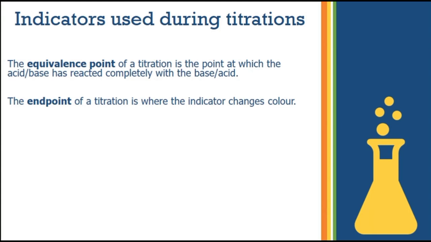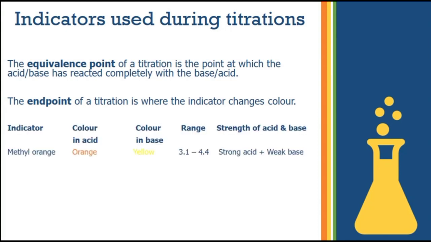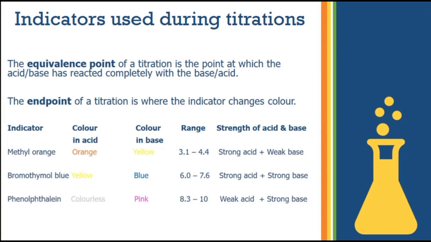Remember the indicators there? Our three indicators? Methyl orange, then bromothymol blue, then phenolphthalein. Remember the colors? Yes, I can hear you saying them. Orange to yellow. Yellow to blue. Then colorless to pink, acid to base. Very important. Commit that to memory. You must memorize these things. And so there we have our indicators, as we said, methyl orange, bromothymol blue, and phenolphthalein.